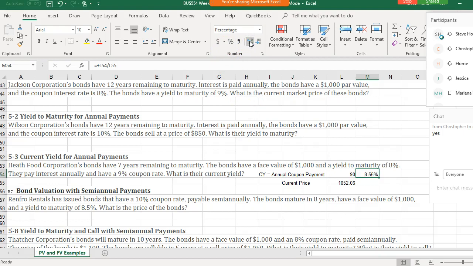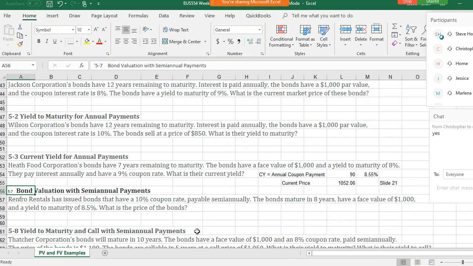8.55% is my answer. Okay, and this would be on slide 21. So I'm just going to type in a note right there so you see it. If you look at your PowerPoint for chapter 5, you want to take a look at slide 21. That'll kind of give you the formula here too. So just FYI.